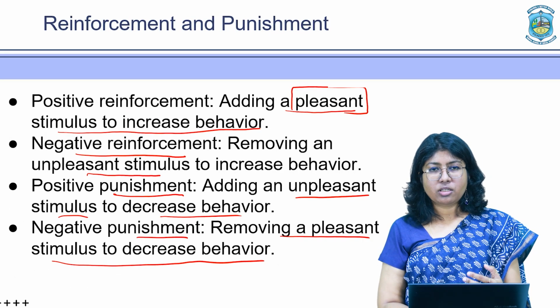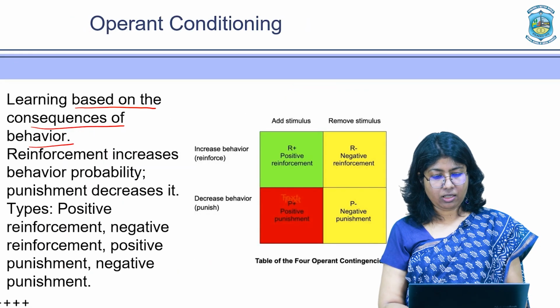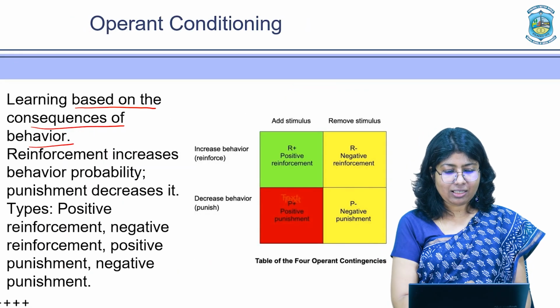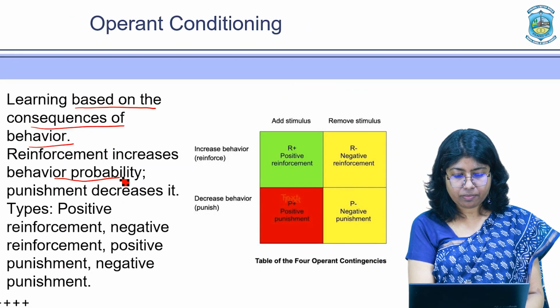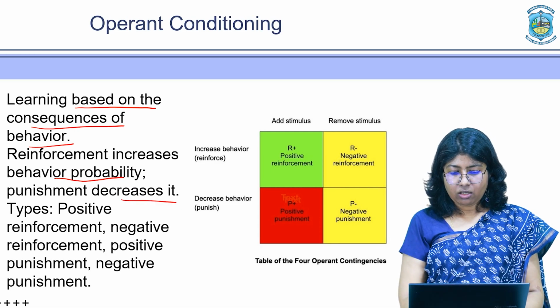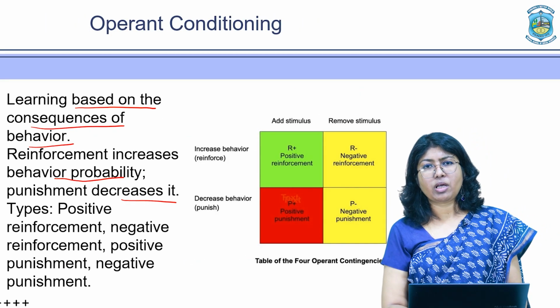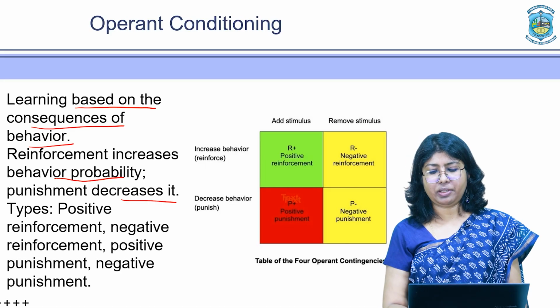How do you do that? You do that with the help of reinforcement or punishment. So reinforcement will be increasing the behavior probability and punishments will be decreasing it. Like explained in the previous slide, we have positive reinforcement, negative reinforcement, positive punishment and negative punishment.